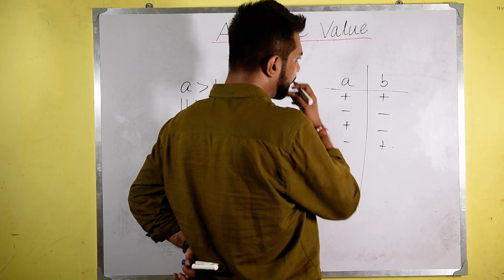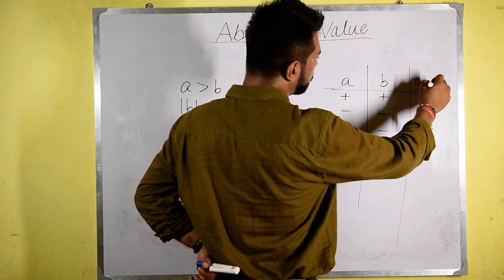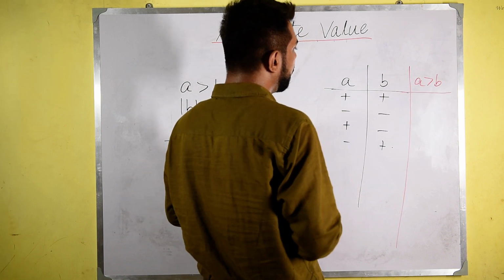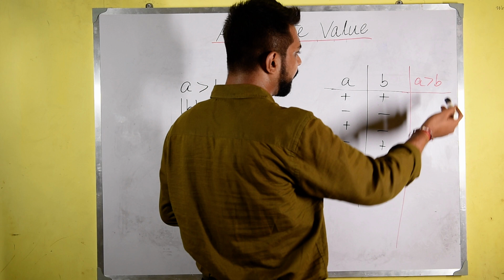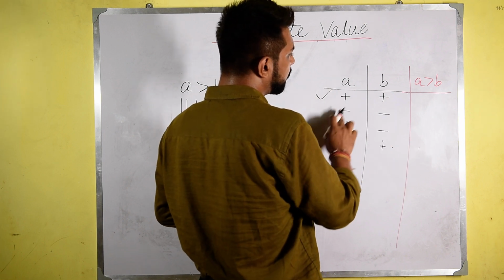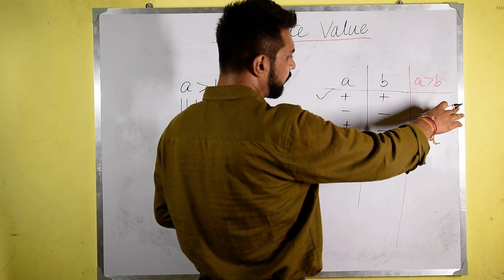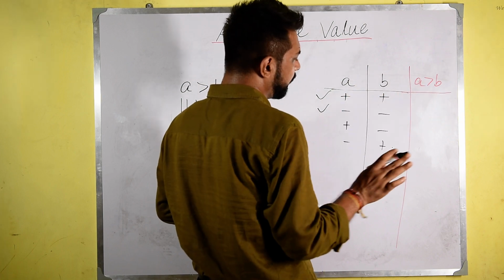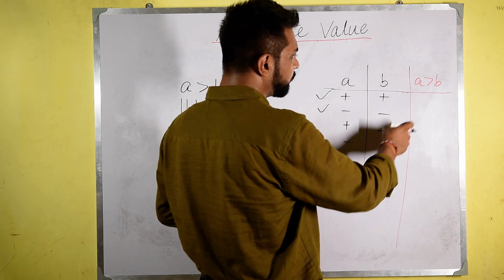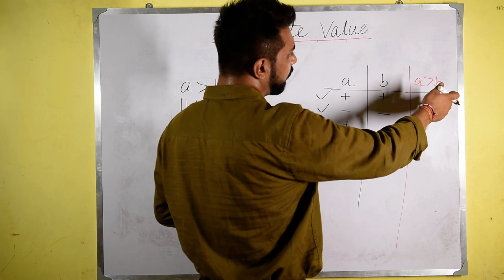Now guys, try to understand the given conditions. First condition is that A should be greater than B. Now if A is positive and B is positive, A can be greater than B. So the first case is okay, not a problem. Second, if A is negative and B is negative, it is also possible that A can be greater than B. This is also fine. Third condition is A is positive, B is negative. Definitely a positive number can be greater than a negative number.